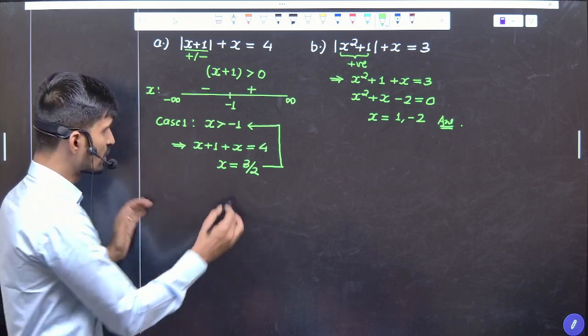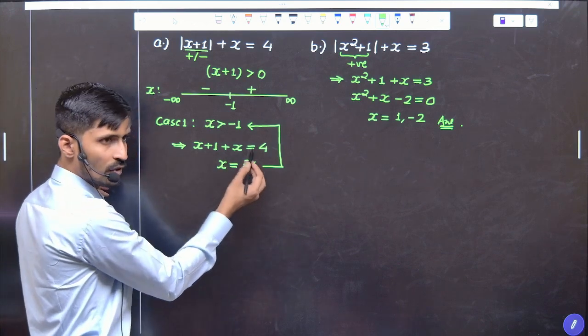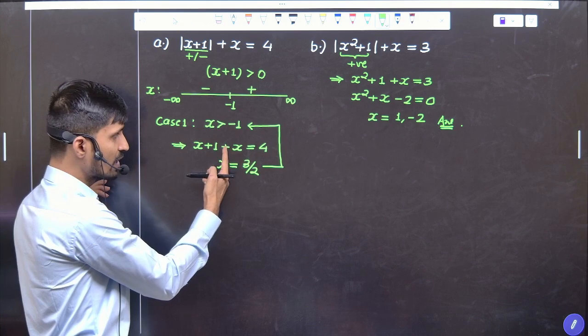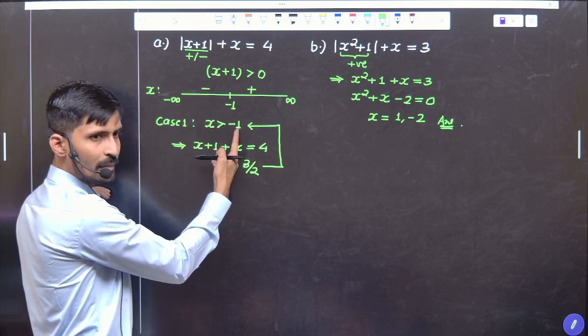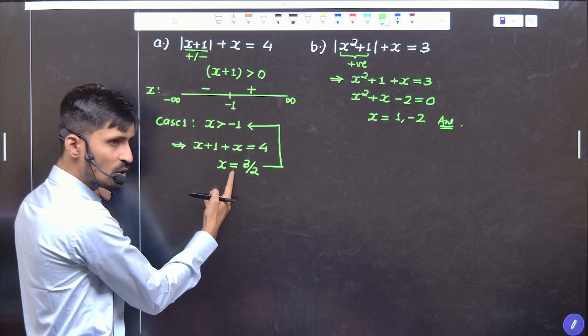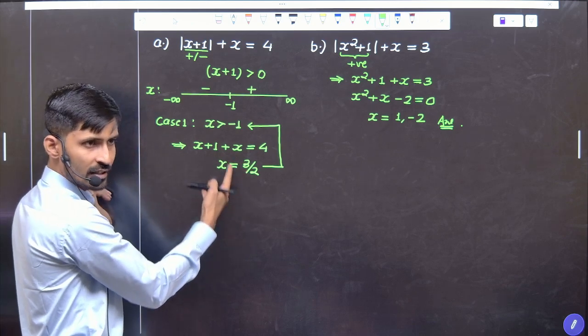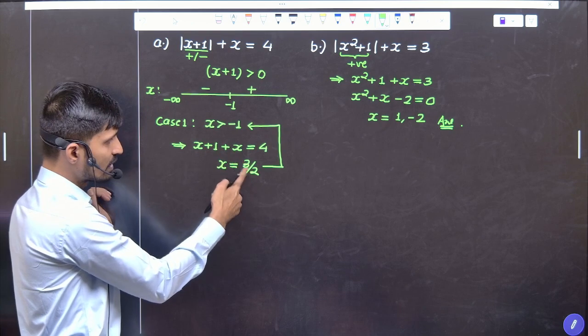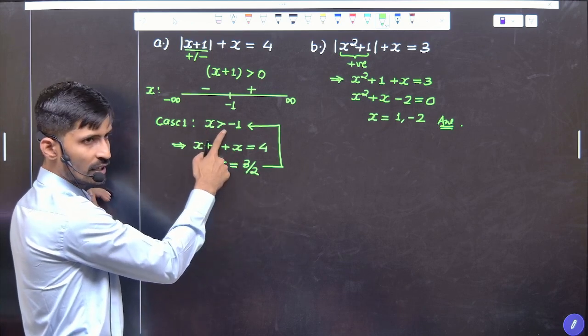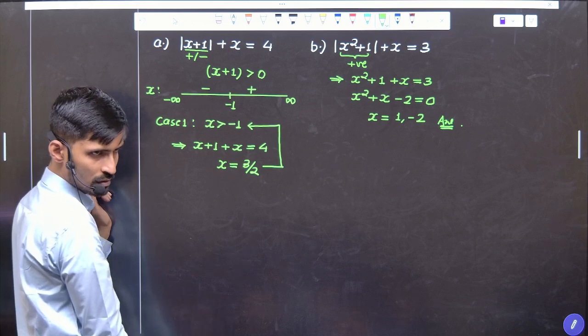Okay? Because this answer we are getting from this equation, and this equation is only true when x is greater than -1. It means our x should also be greater than -1. Then only will that answer be considered. So x is 3 by 2. Tell me, is 3 by 2 greater than -1? True or false?